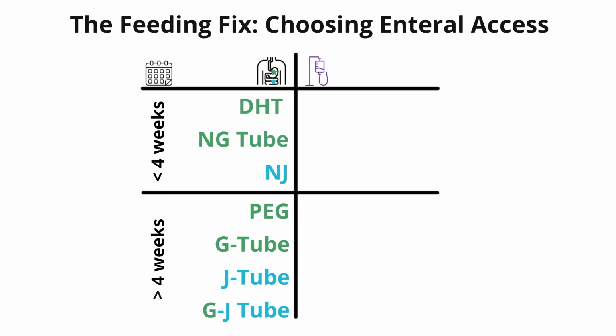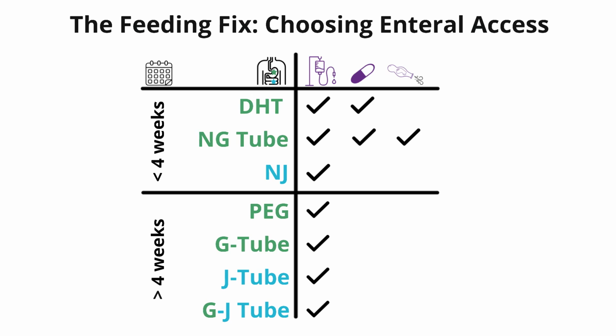Lastly, factor number 3, what we are using our access for matters. All modalities are compatible with nutrition. And of our short-term options, the NG is the best for decompression, and NJ tubes cannot be used for medications. Luckily, all durable access options can be used for nutrition, medications, and decompression.